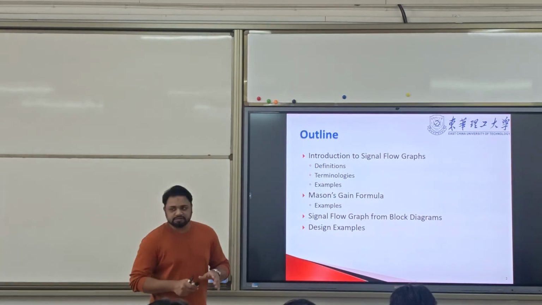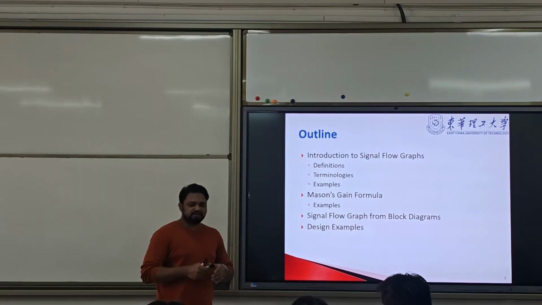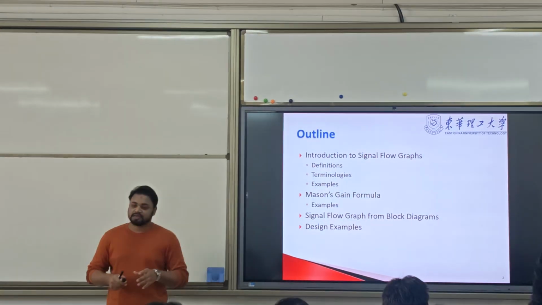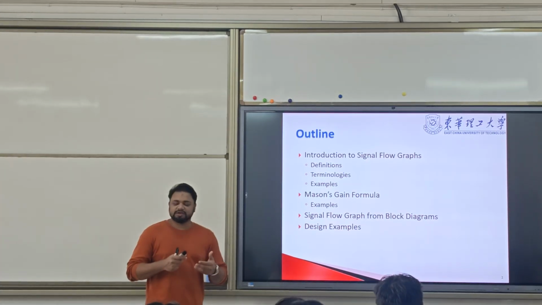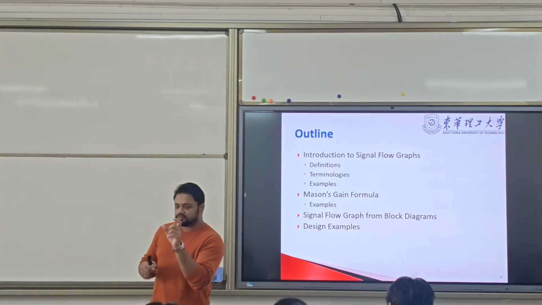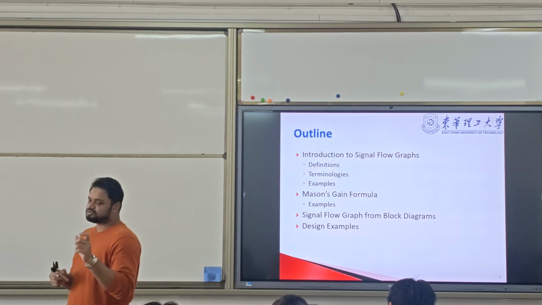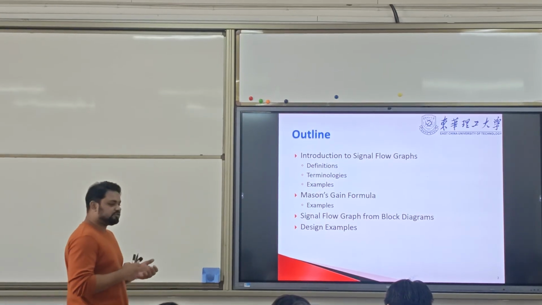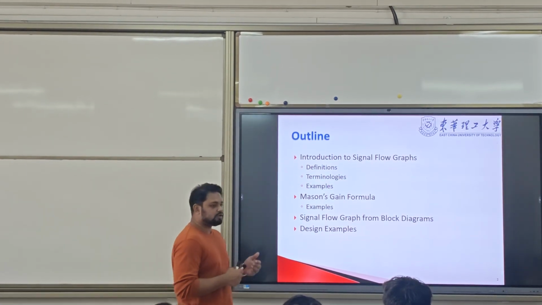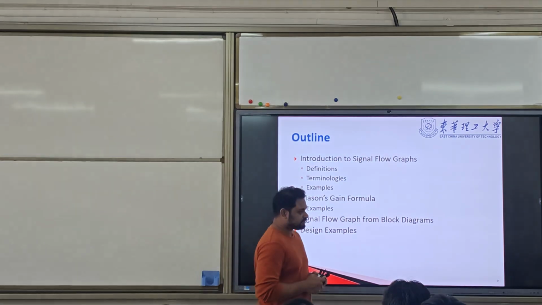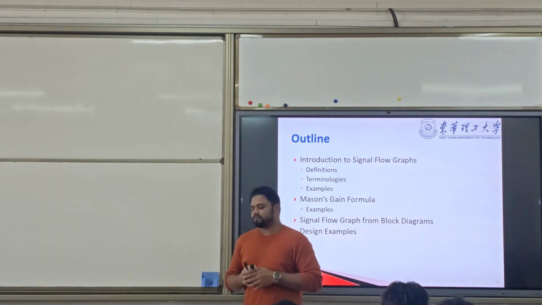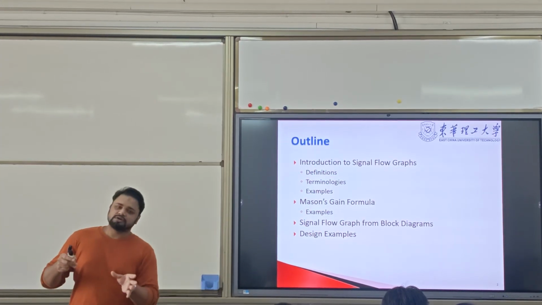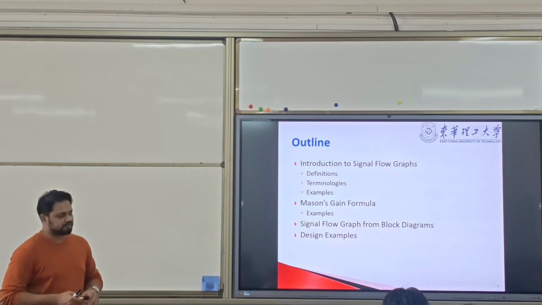In the signal flow graph, we will talk about the basic definitions, terminologies, and different examples. Based on the signal flow graph, there is a particular rule we need to understand, that is called Mason's rule. We'll talk about that, and based on Mason's rule, how we can solve the transfer function from any signal flow graph. We will also talk about how we can reduce the block diagram. We can convert the block diagram to a signal flow graph as well.